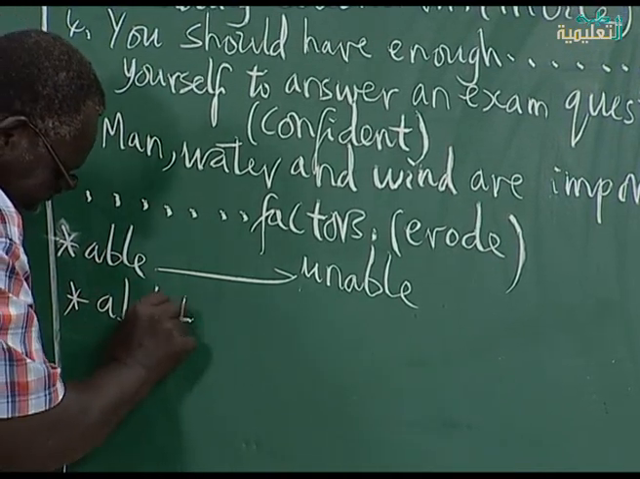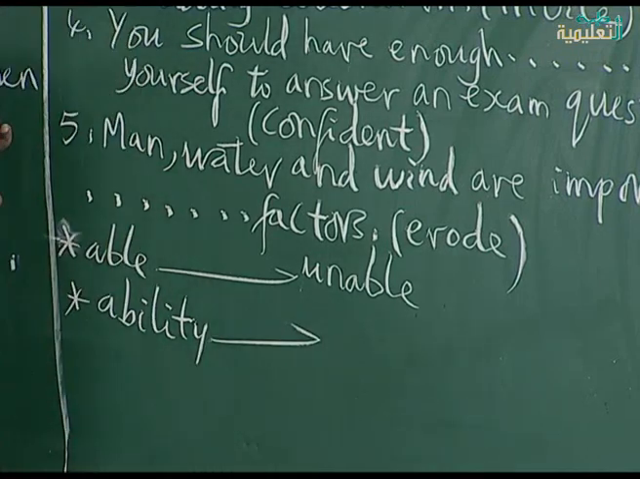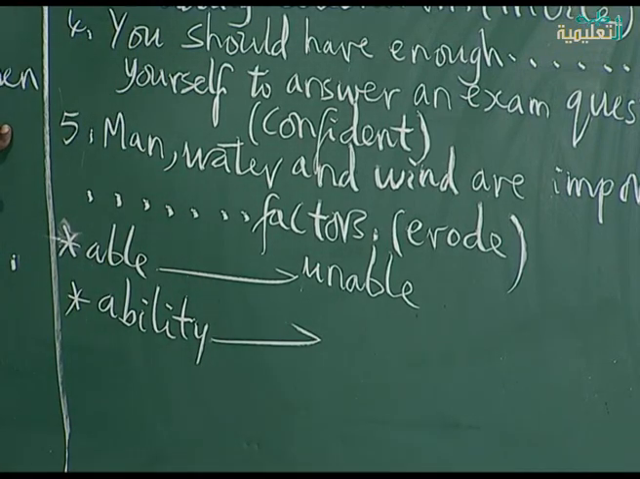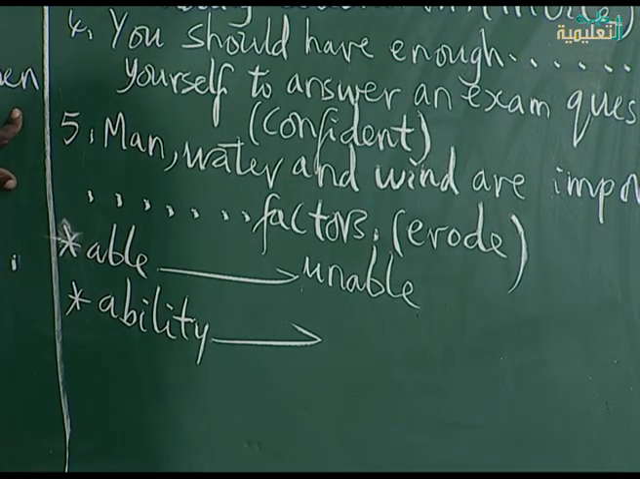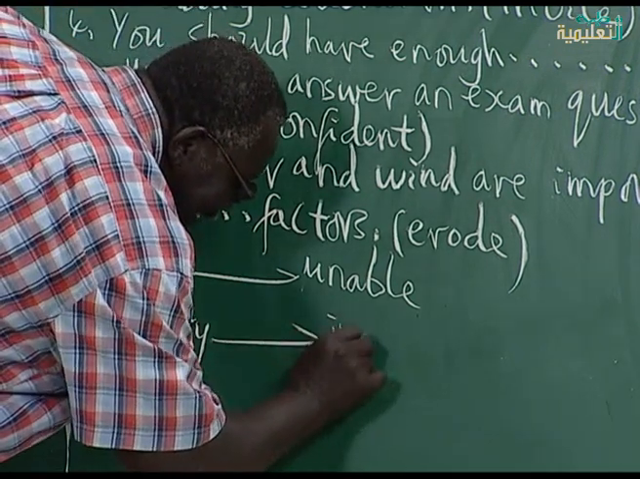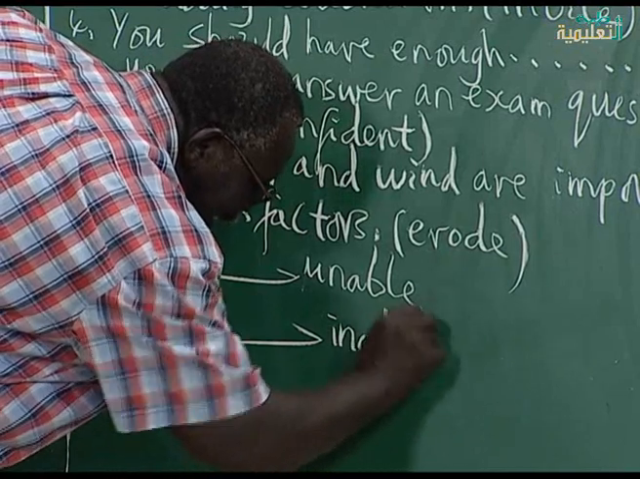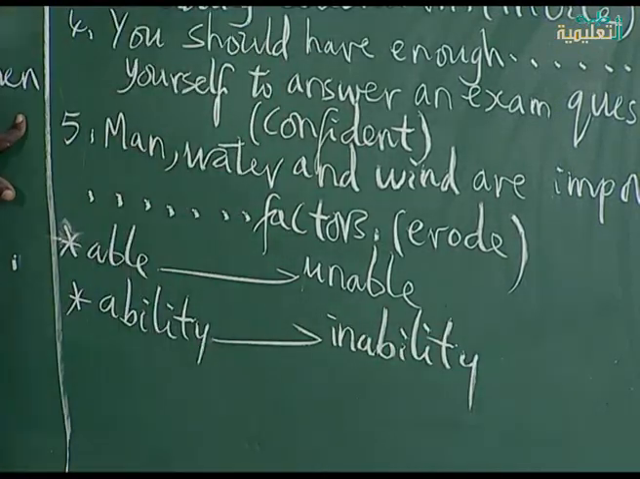If it is a noun, it's going to be ability. You have to be very careful here. Ability. Yes, this is a suffix, ability. So if it is a prefix, we are not going to say inability. No, we say inability. You have to be very careful about this. Let me repeat this point again.